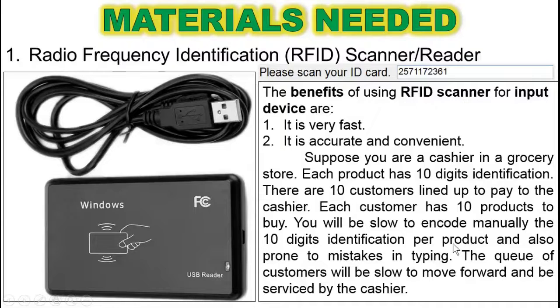Suppose you are a cashier in a grocery store. Each product has 10 digits identification. There are 10 customers lined up to pay to the cashier. Each customer has 10 products to buy. You will be slow to encode manually the 10 digits identification data per product, and also you will be prone to mistakes in typing or typographical error. The queue of the customers will be slow to move forward and be serviced by the cashier.